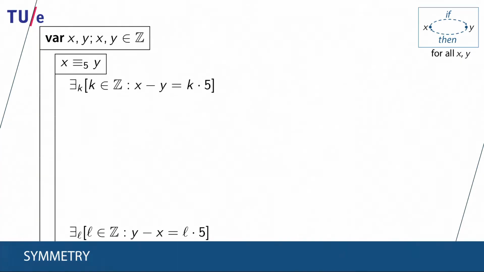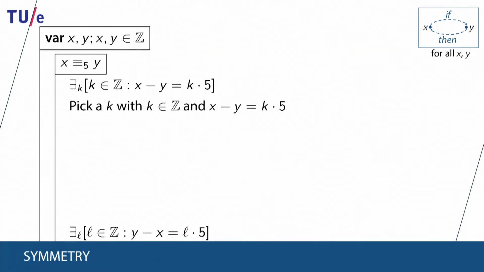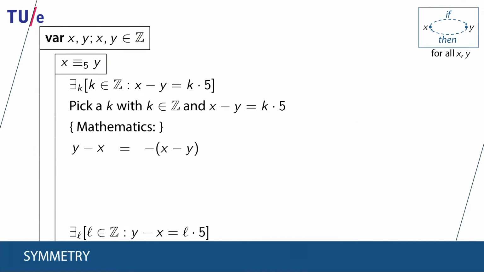Let us declare the witness of which the existence is implied by the assumption that x is equivalent to y modulo 5. K is the integer satisfying that x minus y is k times 5. Our goal is to find an integer L such that y minus x is L times 5, and we hope that the relation between x, y, and k can be of assistance. So let's do some simple mathematical reasoning starting with y minus x. Note that y minus x can be expressed in terms of x minus y. It is minus (x minus y). And then we can use that x minus y is k times 5. With some further standard mathematical reasoning, we find that y minus x is minus k times 5. Moreover, minus k is clearly an integer.